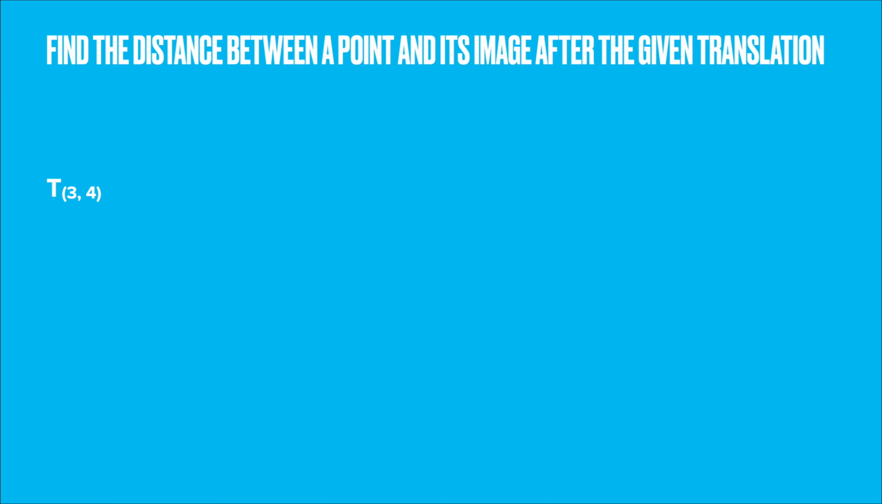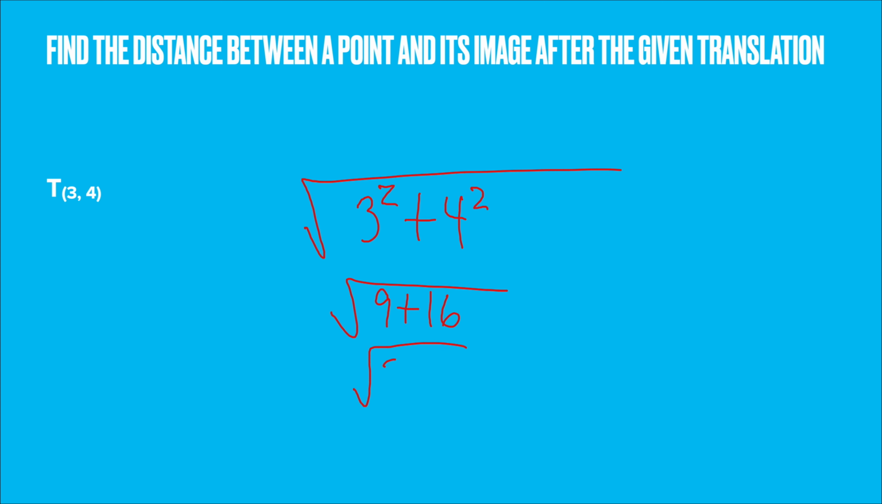All right, now this last thing, what we're going to do is find the distance between a point and its image after a given translation. And to do that, we basically have to do the distance formula. But in this case, I actually know the change in x and the change in y. So we just do the square root of the change in x, so 3 squared, plus the change in y, 4 squared. So this becomes 9 plus 16, or the square root of 25, meaning the distance from the point and its image is 5. The image, by the way, is where it goes after the translation.